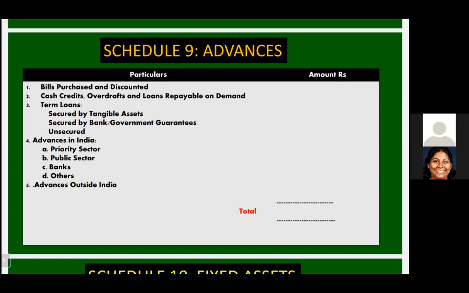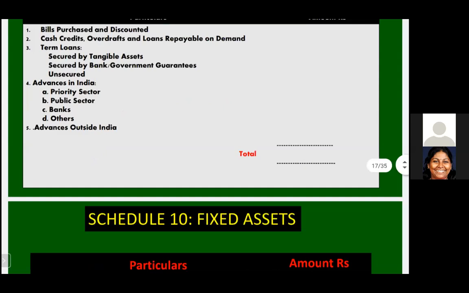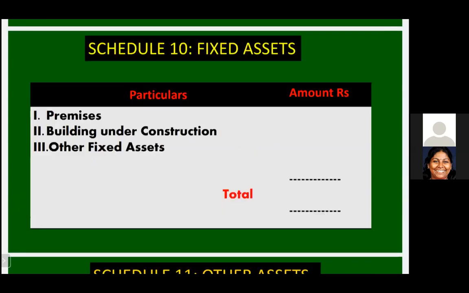Remind you again, in case the problem has a provision for bad debts, it means you consider that item, and that amount has to be deducted over here. Schedule number 9, advances. Next, schedule number 10, fixed assets. Under fixed assets, you need to show any fixed assets maintained by the bank, like building, machinery, premises, whatever fixed assets are possessed by the bank, you need to bring it over here. If there is any appreciation, you can add; depreciation, you can deduct.